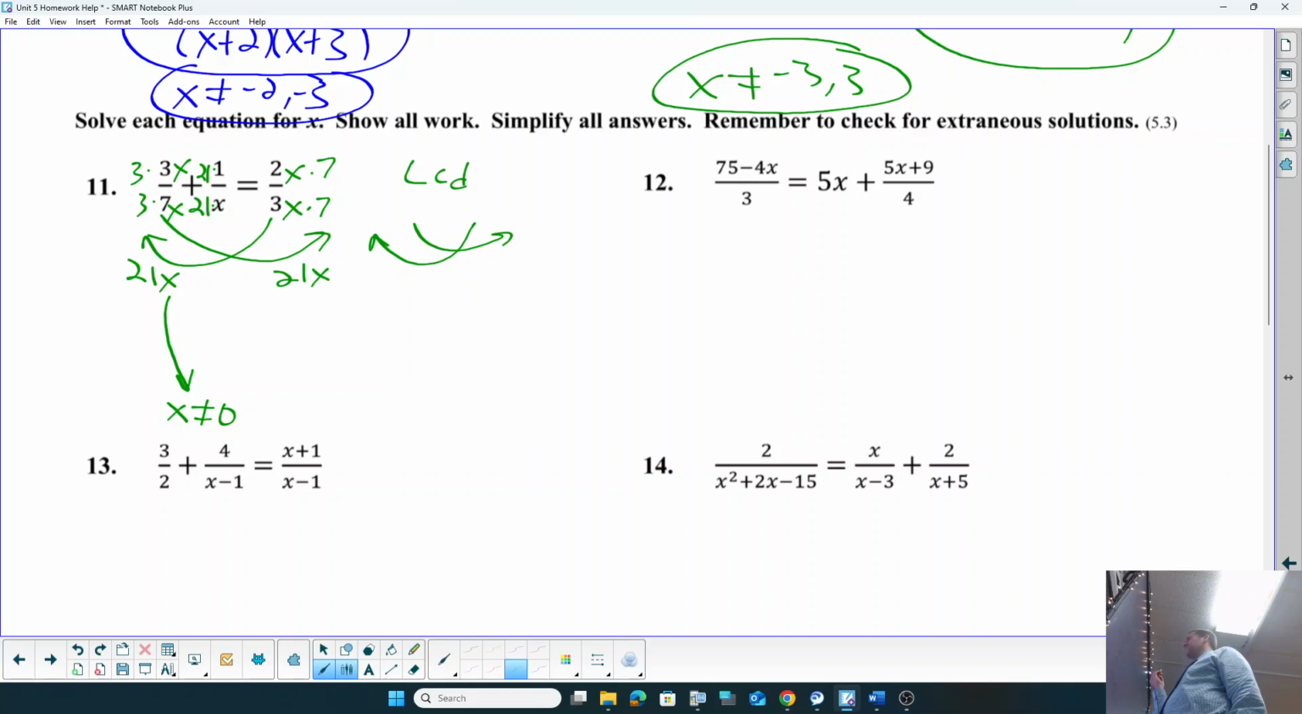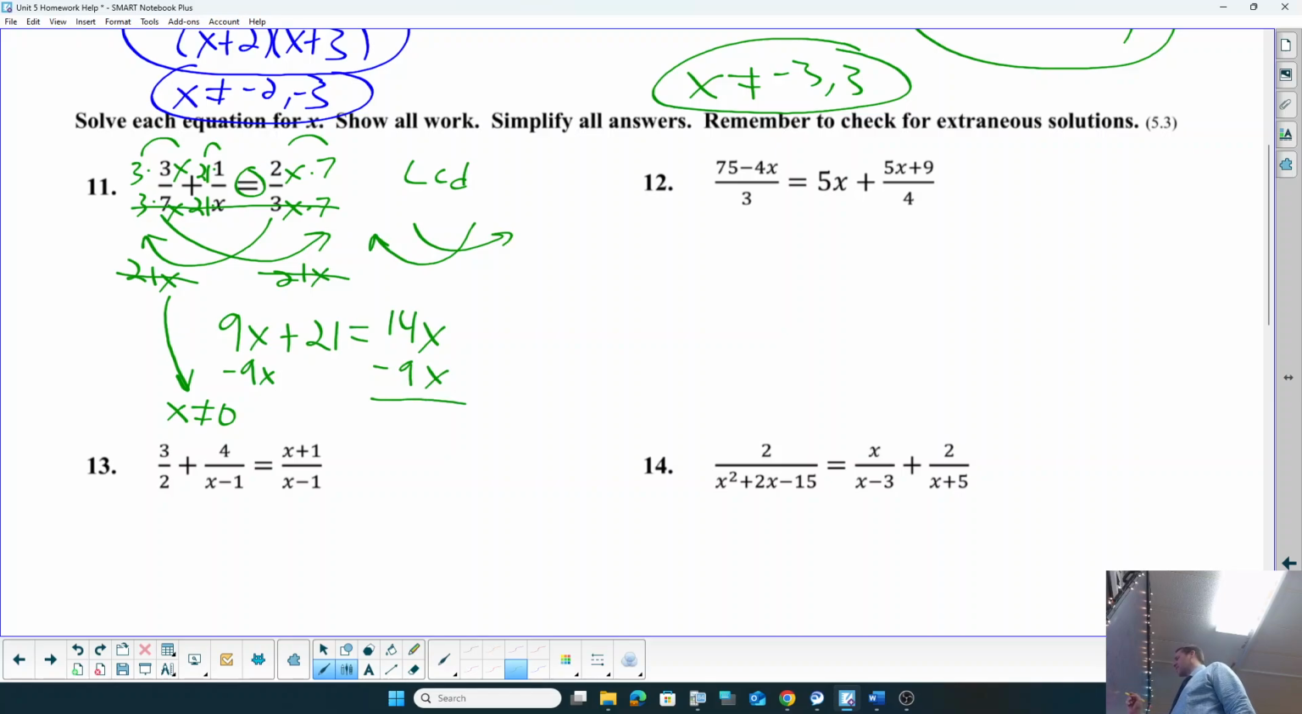Okay, so then let's see here. So now we need to eliminate the bottom because of the equal sign. We can eliminate the bottom, solve for the top. So 3 times 3 is 9x plus 21 times 1 is 21 equals 7 times 2 is 14x. So we're going to minus 9x to the other side. What do we get? I think we get a 5x. Is that right? Yeah, we get 5x equals 21. And then we're going to divide by 5. And so we get x equals 21 fifths. So 21 fifths is our answer for that problem. And x isn't 0, so we're good.